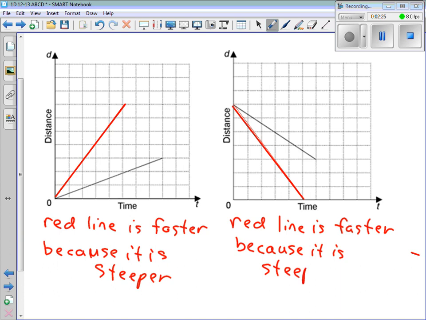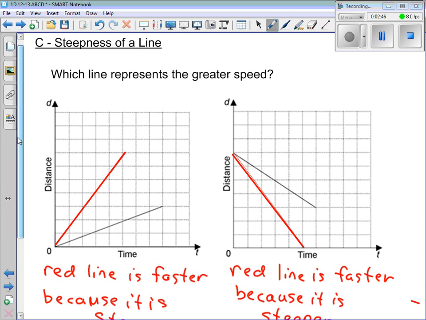So in distance time graphs, when we were talking about the speed, we talked about the steepness of the line. What does speed represent in a distance time graph? It represents basically the rate of change, or how fast distance is changing as time is changing. Okay. So greater speed is always the steeper line.